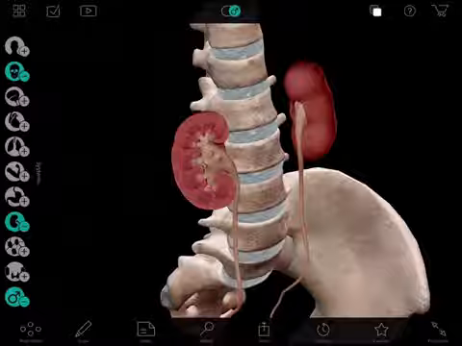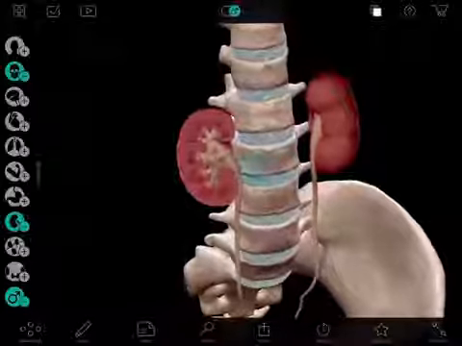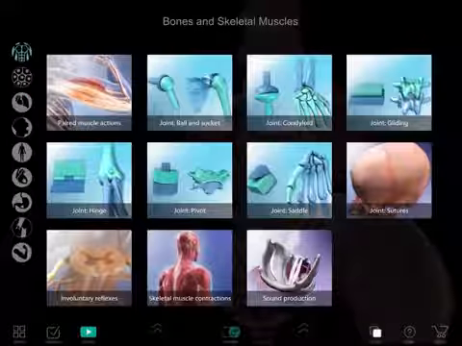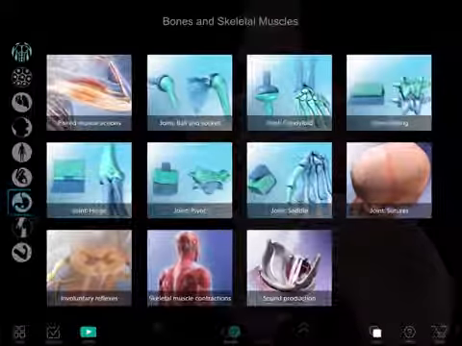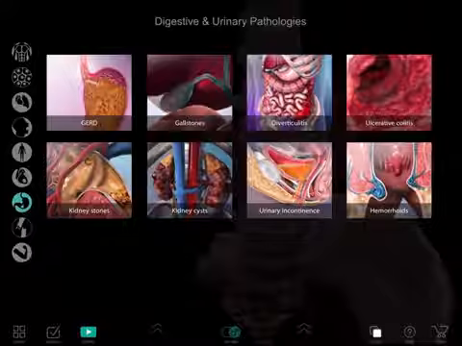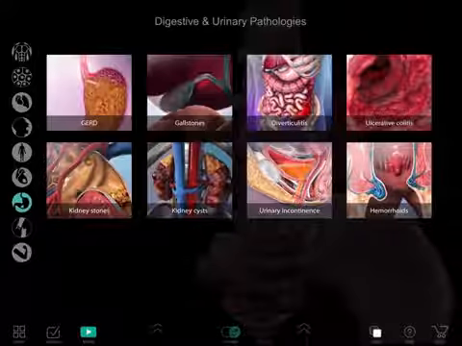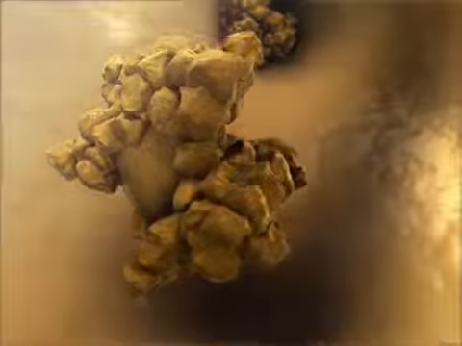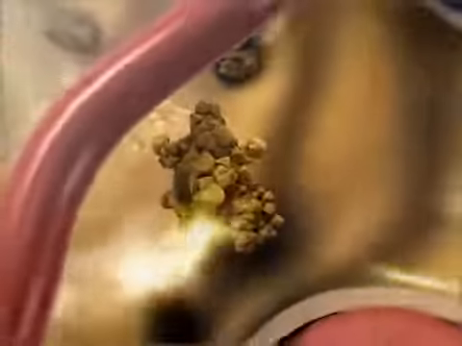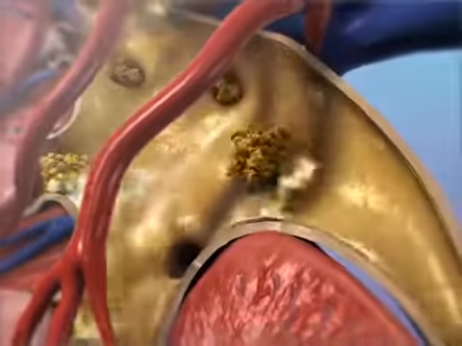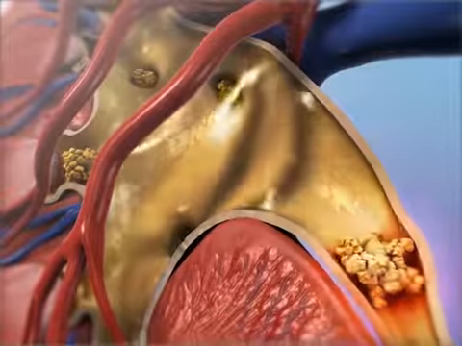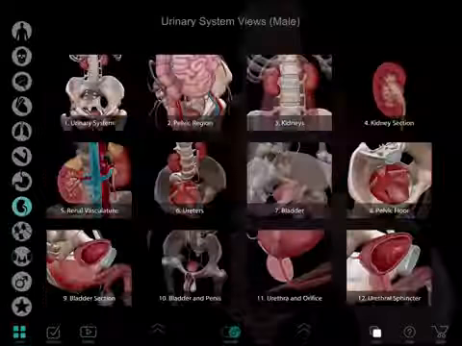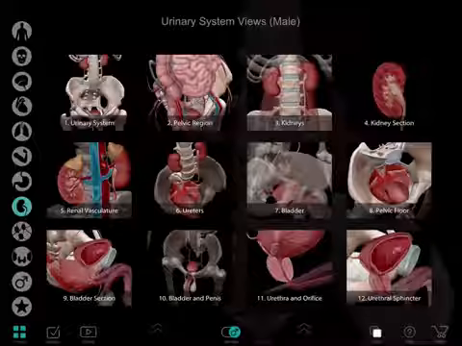I want my patient to see what kidney stones actually look like so he can better understand the cause of his abdominal pain. After clicking this icon, select the category of animations you want. Here you'll find the selection of digestive and urinary system pathologies, and here's the kidney stones animation. Now, I'll take my patient back to the view of the kidney to talk about the next steps.